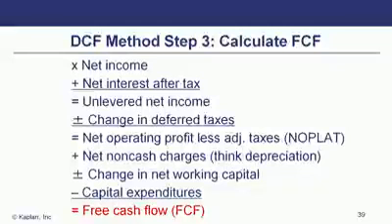So if we want to calculate free cash flow, here is a way to calculate the free cash flows, right? So we start with net income. We could add back the net interest after tax. That would give us an unlevered net income. Then we could look at the change in deferred taxes. So if deferred taxes went up, that means we didn't actually pay that in cash, so we would end up adding that back. Then that would give us a net operating profit less adjusted taxes, or NOPLAT. Then add back non-cash charges, account for the change in working capital and capital expenditures, and that would give us free cash flow. Okay, I think this is also a DNM.